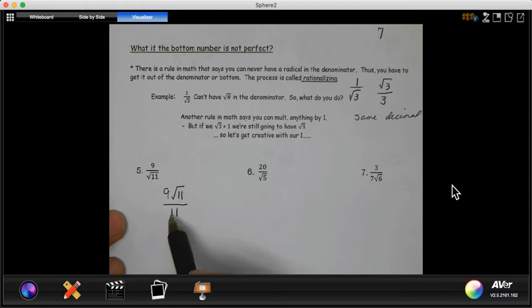So is root 11 in lowest terms? It is. Root 11 is in lowest terms, and it is. Let's do the next one.